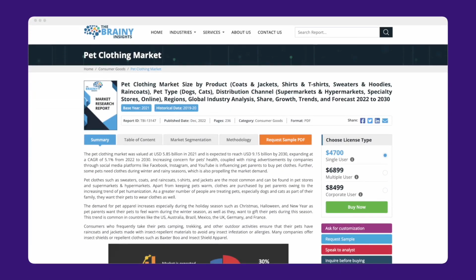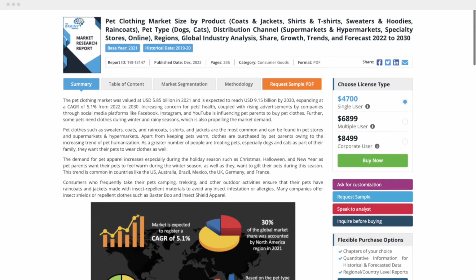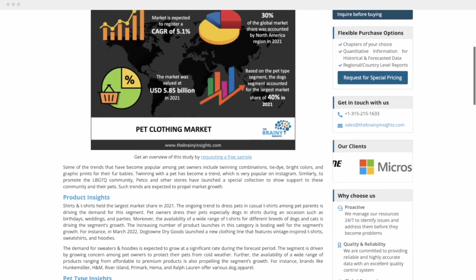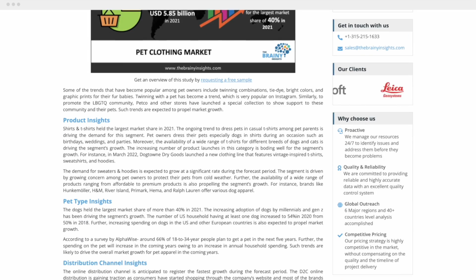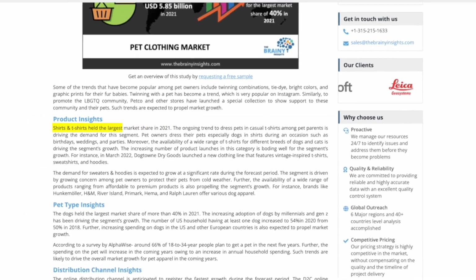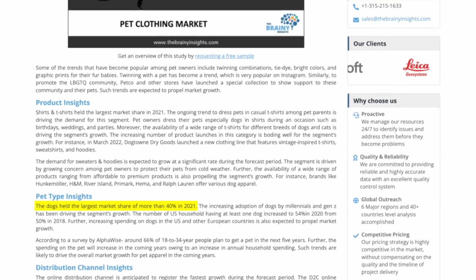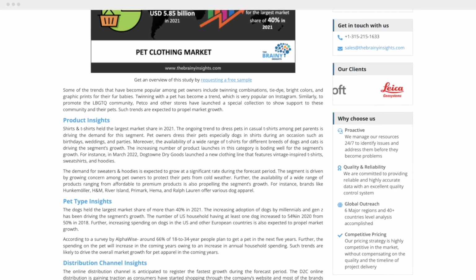This one in particular is very helpful. It says the pet clothing industry is growing at a 5.1% CAGR, or compounded annual growth rate. So a growing market, that's definitely an opportunity. Now, shirts and t-shirts held the largest market share when it comes to pet clothing, and the dog segment is accounting for the largest market share. Again, these are all opportunities, making me very excited for my new business venture.